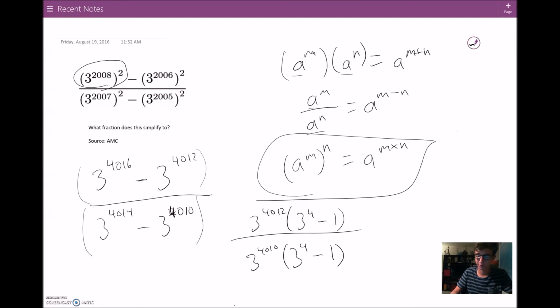So we have 3 to the 4th minus 1 over 3 to the 4th minus 1, so we can cancel those out. If you have any questions on how I factored everything out, just message me. Now in the numerator and the denominator we have the same base, so we just subtract the exponents and we're left with 3 squared, which is just 9, and that's going to be our answer.